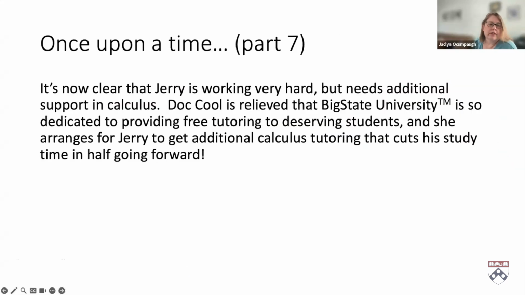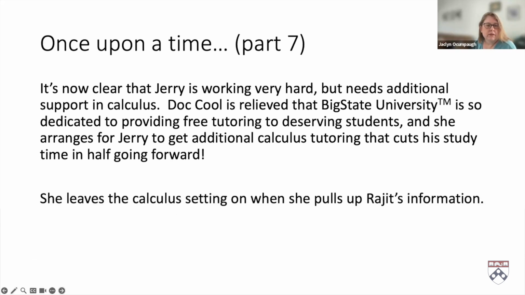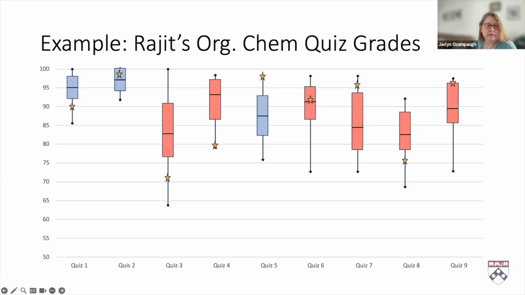It's now clear that Jerry is working very hard, but needs additional support in calculus. Doc Cool is relieved that Big State University is so dedicated to providing free tutoring to deserving students. Then she arranges for Jerry to get additional calculus tutoring that cuts his study time in half going forward. She leaves the calculus setting on when she pulls up Rajit's information.